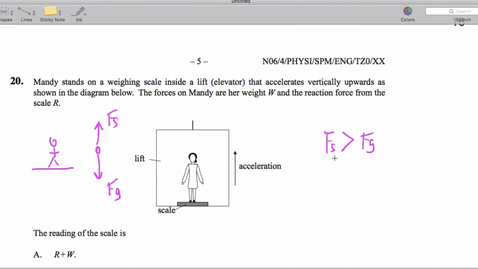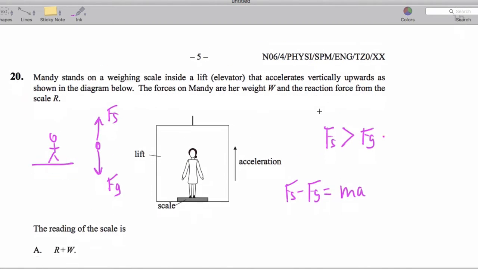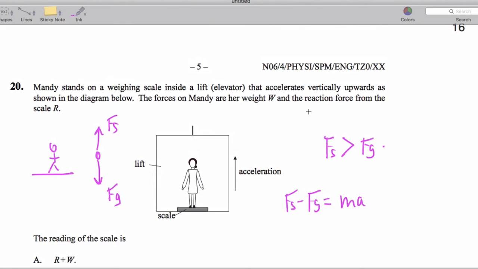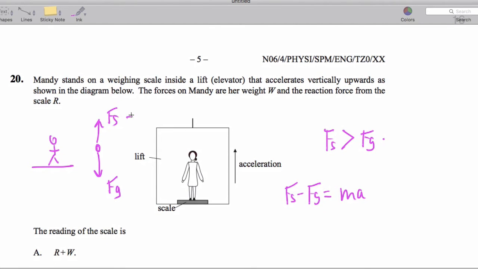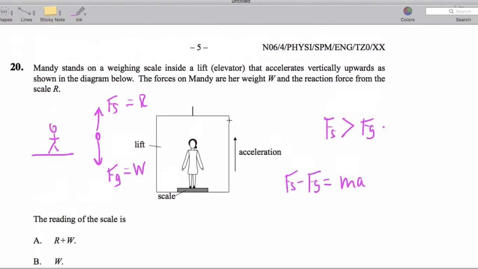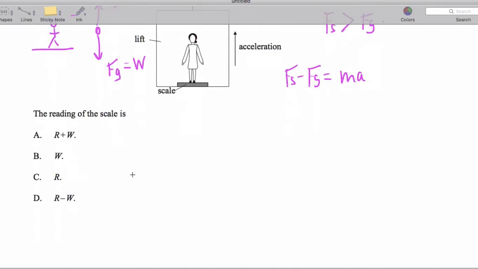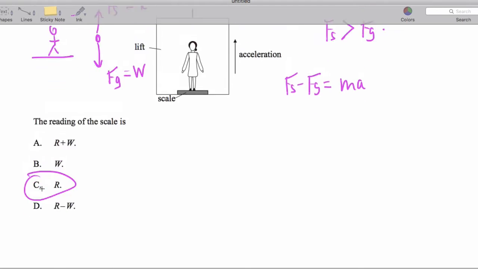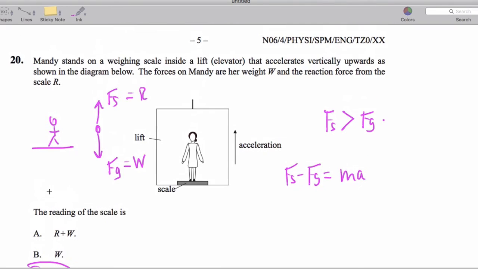And the effect is we have the scale reading minus the gravity, and the effect of that is that we get an ma. So we have the reaction force from the scale, the weight reading from the gravity, W. So what do we actually read on the scale? What we read on the scale is the scale reading, R.